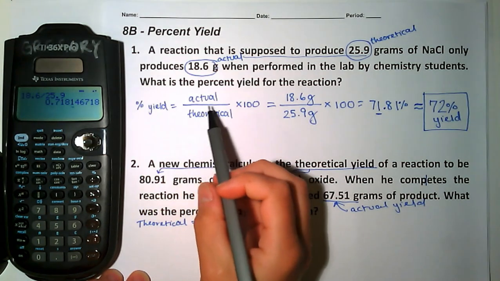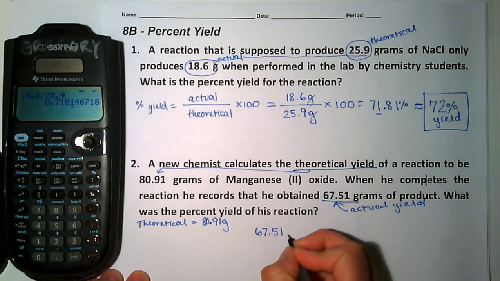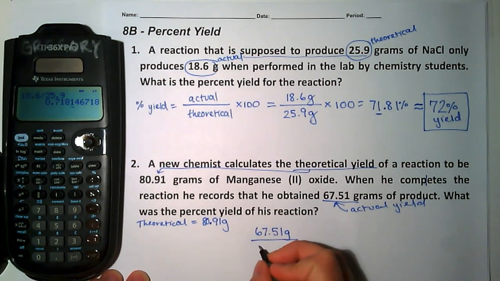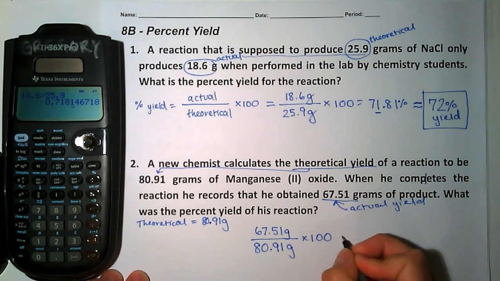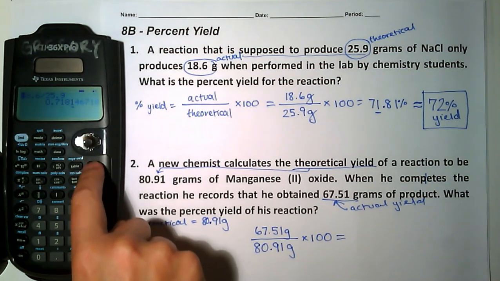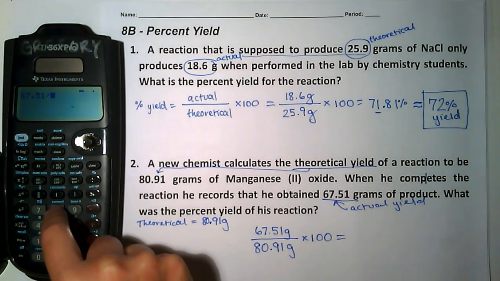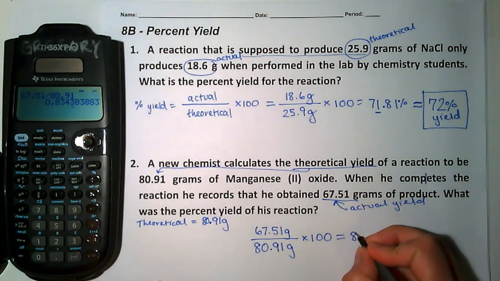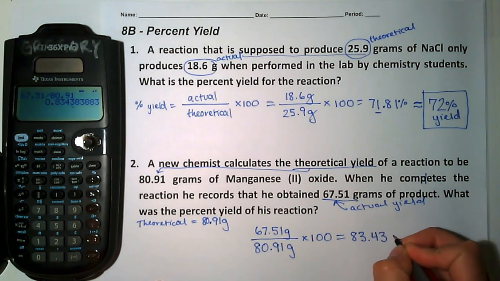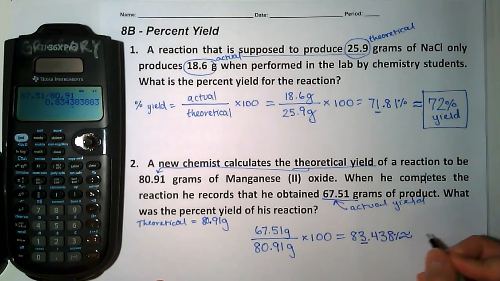So we know we need to do actual divided by theoretical, so that's going to be 67.51 grams divided by 80.91 grams times 100 to get us to a percentage. So in our calculator, 67.51 divided by 80.91 times 100 is going to get us 83.438. But we know we're going to round this to a whole number, so it's just going to be 83% yield.